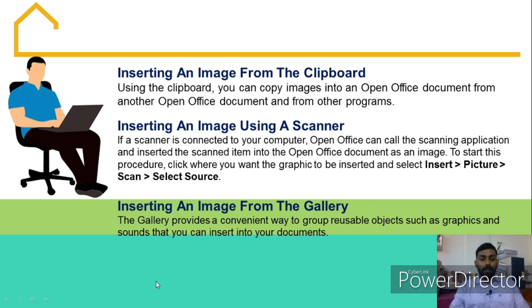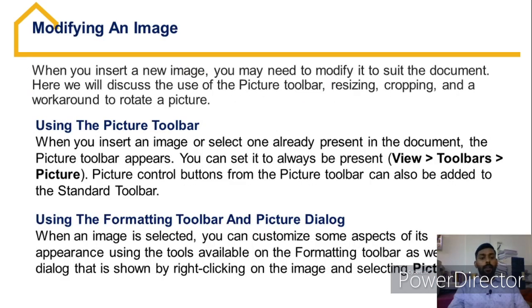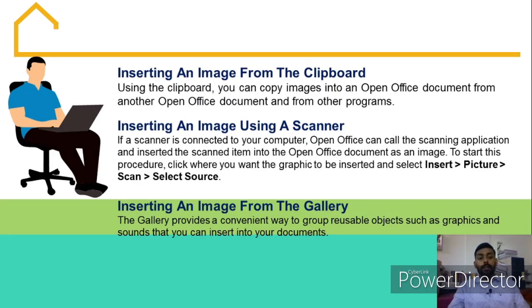To start the procedure, you can insert a picture, scan, and select source. That's the second option, and the third option is inserting from the gallery. The gallery provides a convenient way to group reusable objects such as graphics and sounds, all those kinds of things. So this way we can insert an image into the file.